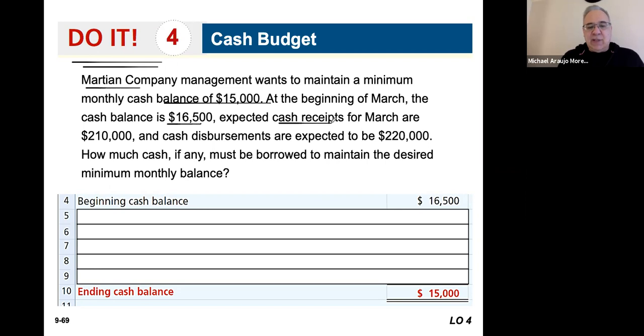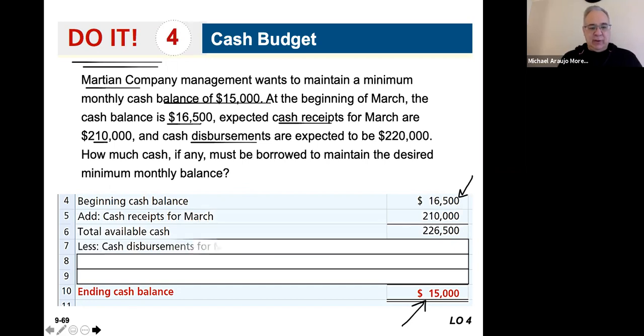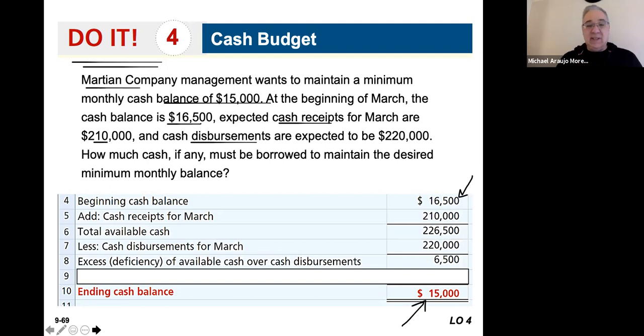They're expecting cash receipts of $210,000 and cash disbursements of $220,000. So how much cash must be borrowed if they need to maintain it? Well, again, they start with $16,500. They want to make sure they have at least $15,000 at the end of the month. We're going to add to that cash receipts in March. So we're going to have $226,500 in total, but we need $220,000 in disbursements. That leaves us with $6,500. That's well below where we want to be. So we're going to have to borrow the rest.